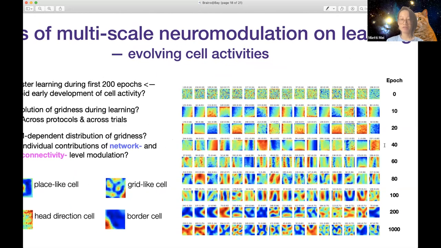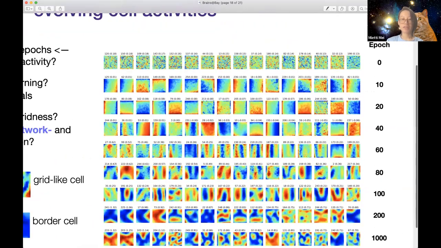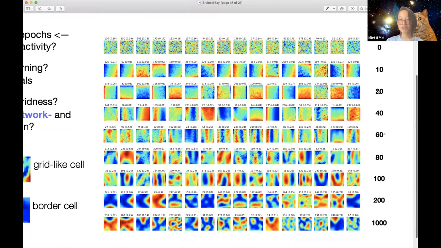At the beginning, at epoch zero, this is pretty much a noisy picture of how the cells are firing, and the cells do not have any preference in this field, and there's no clear classification of the cells. And after that, we see certain patterns of cell firing evolving, especially by around 100 epochs and 200 epochs respectively. For example, we can see that this is more like a border cell, and this is a border cell as well. And these are some primitive grid-like patterns here and here.